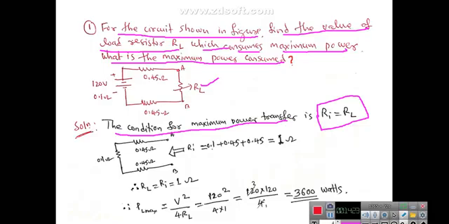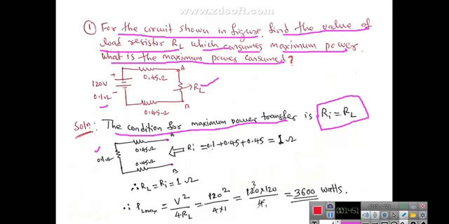To find out the RL, what to do? First step is to remove the load resistor, and second step is to remove the voltage source by their internal resistance. I have removed the load resistor here, terminal A and B. This is the load terminal. I have removed the load resistor and also the voltage source by their internal resistance, 0.1 ohm.